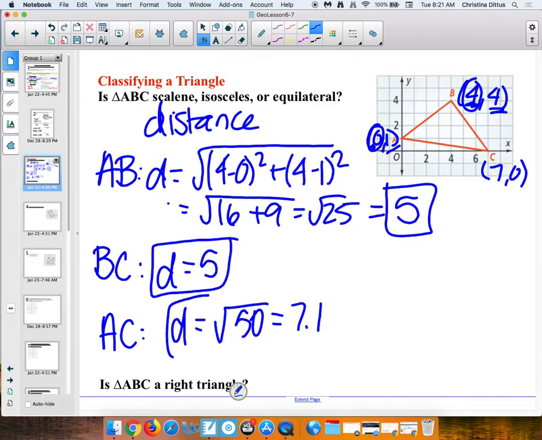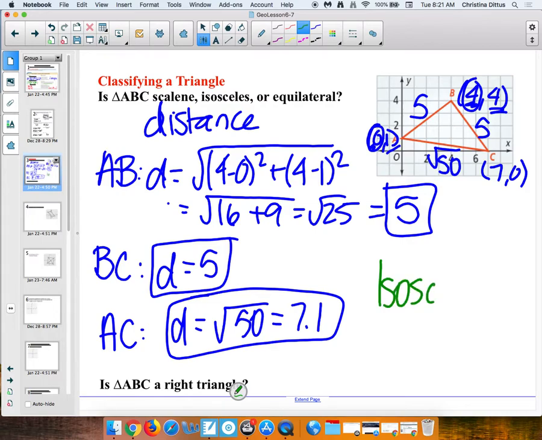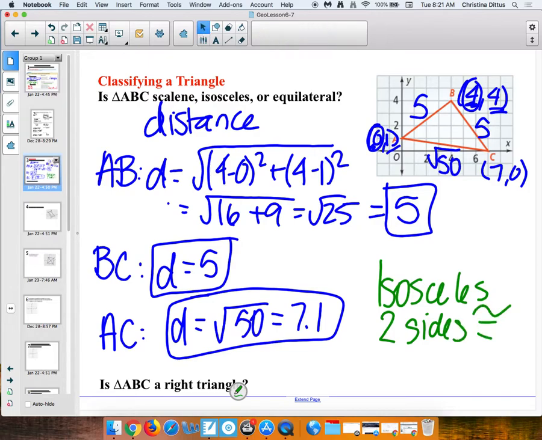Okay, so if I have side lengths of 5, 5, and square root of 50, what kind of triangle is it? Isosceles, because two sides are congruent.